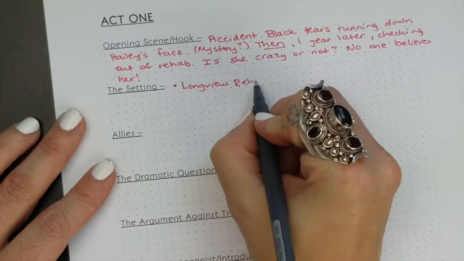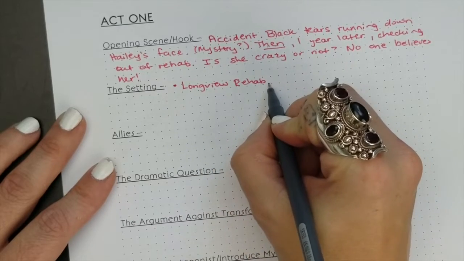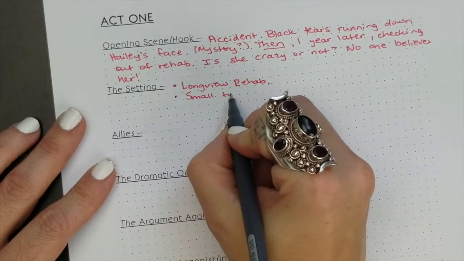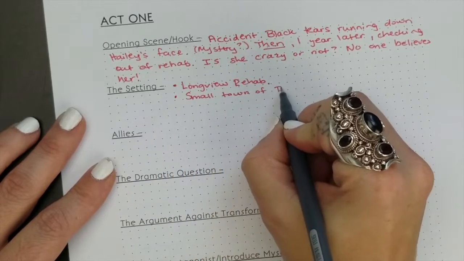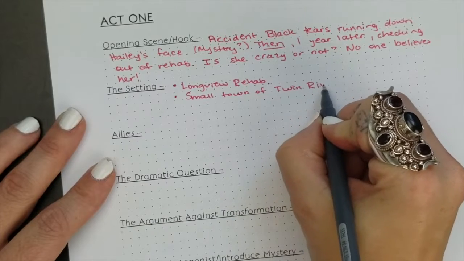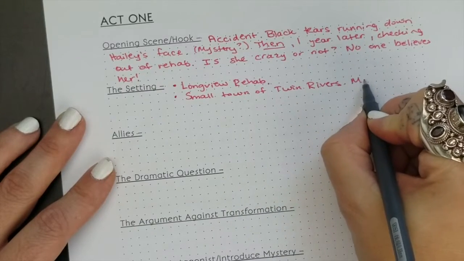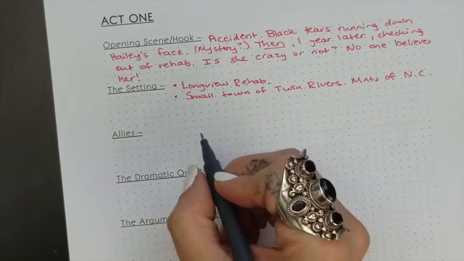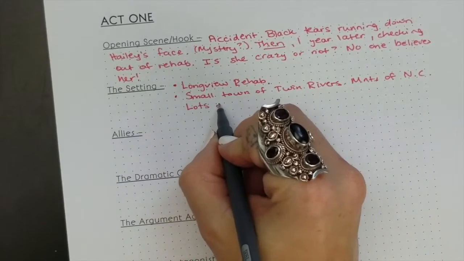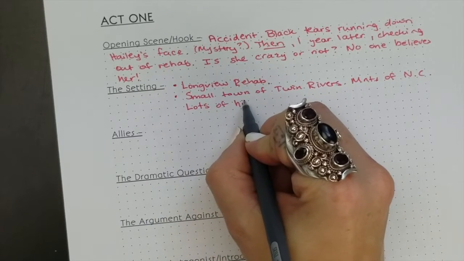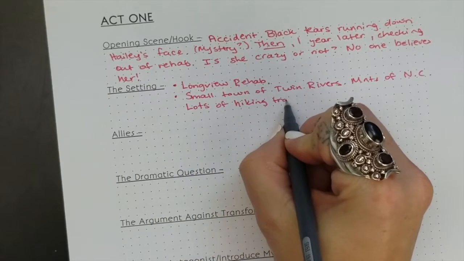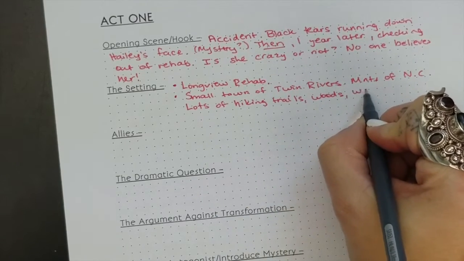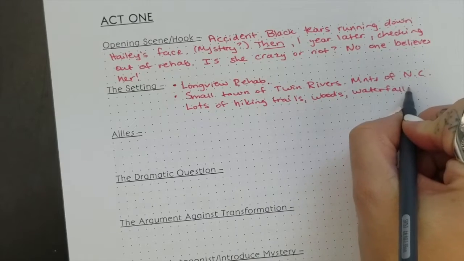Now moving on to the setting. So I would potentially go into more detail in the setting than I do in this example, but I did just write out the places that we get familiar with in this book. So you've got the Longview Rehabilitation Center, which is the mental institution she's in the very beginning. Then we have the small town of Twin Rivers where Mariah lives. It's a fictional town in the mountains of North Carolina. There are lots of hiking trails, woods, mountains, waterfalls, rivers, that kind of thing. So setting up that type of town.